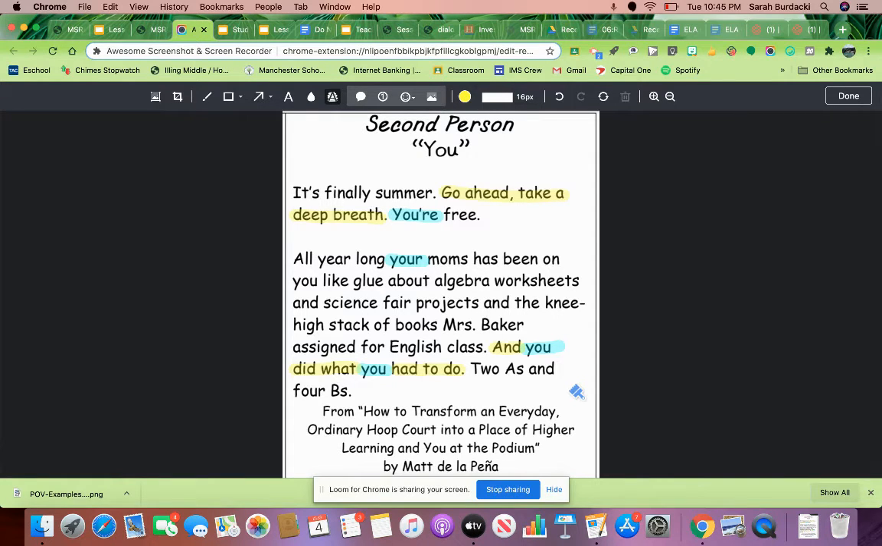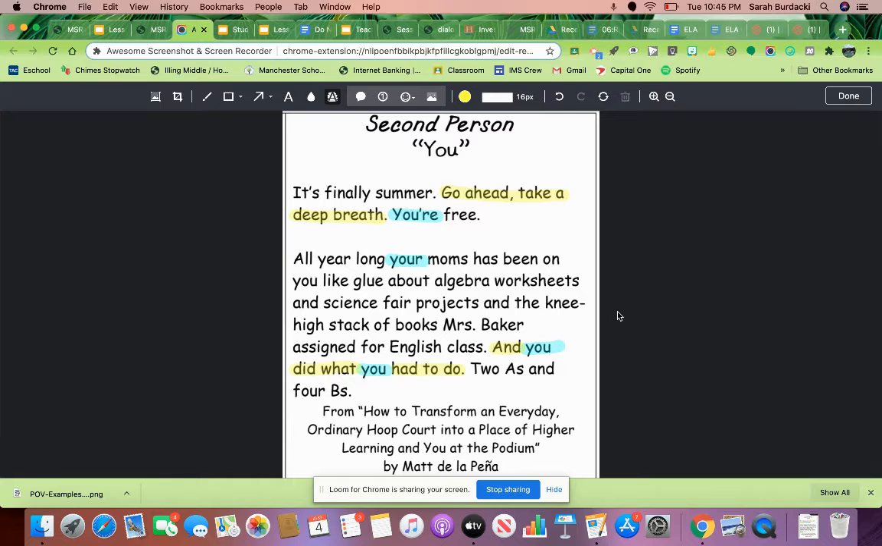And this was a little tricky at first because the narrator seems to be talking to me as the reader. He says, go ahead, take a deep breath, you're free. But as I go into the second paragraph, he's using these super specific details that have to be about his life, like algebra worksheets, knee-high stack of books Mrs. Baker assigned for English class. So this is clearly about his life.